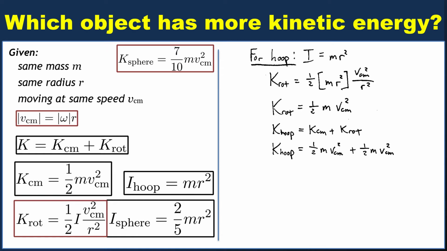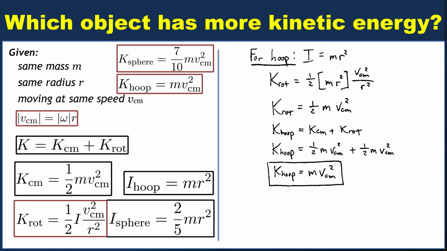It turns out for a hoop that half of its kinetic energy, if it's rolling along the ground, comes from translation, the other half comes from rotation. So the total kinetic energy of a hoop ends up being just m v_cm squared. Let's write that over on the left. So now we want to do a comparison. Well, you can see the two expressions are different.